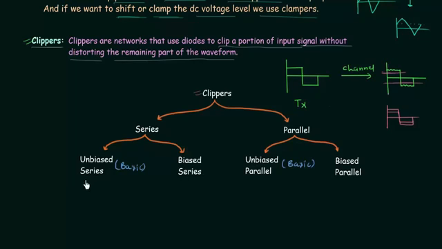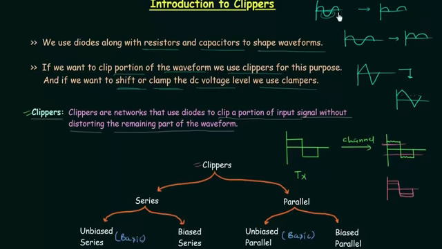All these 4 types of clippers are again classified into 2 types. The first one is the positive clippers, second one is the negative clippers. In case of positive clippers, positive portion of the waveform is clipped, and in case of negative clippers, negative portion of the waveform is clipped. For example, in case of half wave rectifier, you can see negative portion of the waveform is clipped, so this rectifier is negative clipper because negative portion of the waveform is clipped.